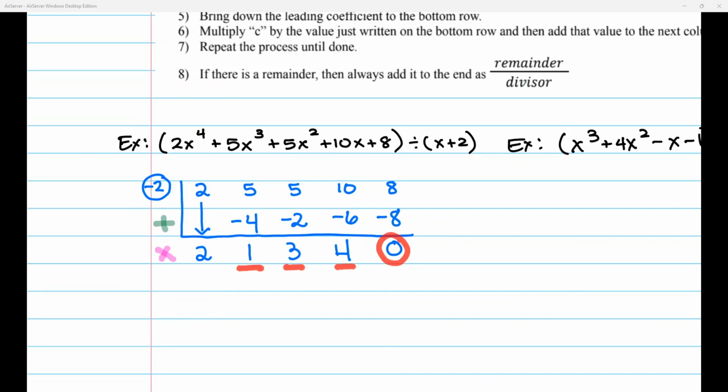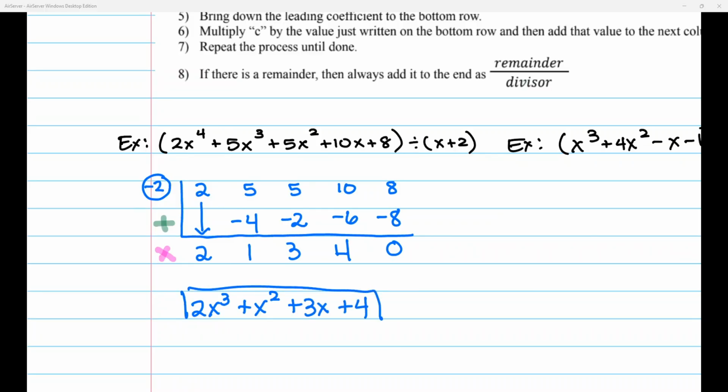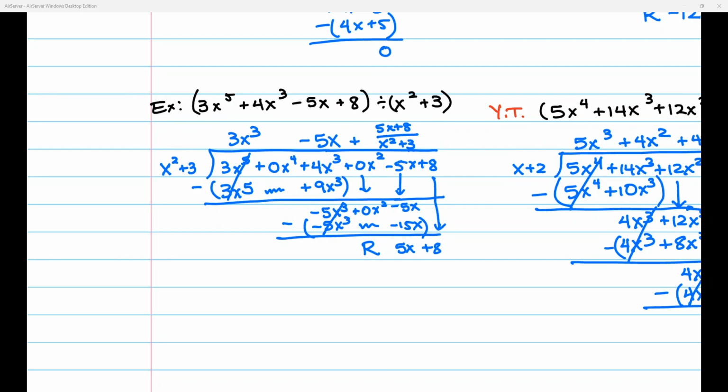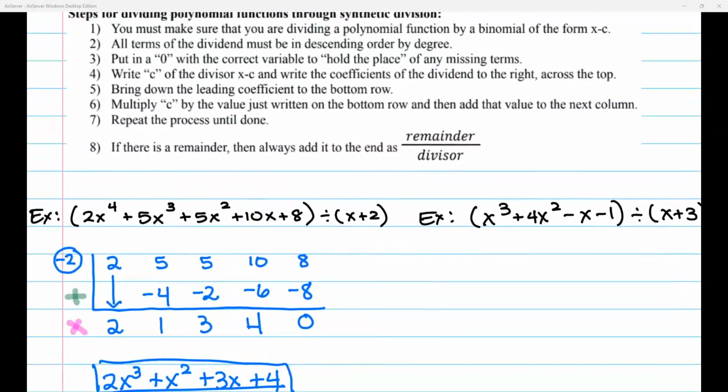This is my x squared. This is my x cubed. So I'm going to write this as 2x cubed plus x squared plus 3x plus 4 is my answer to the question, what is this polynomial divided by this polynomial? I know that seems a little confusing, but trust me, once you get the pattern for synthetic division, this method is so much faster than this method right here. Okay, so let's try it again and see if we can set it up correctly.